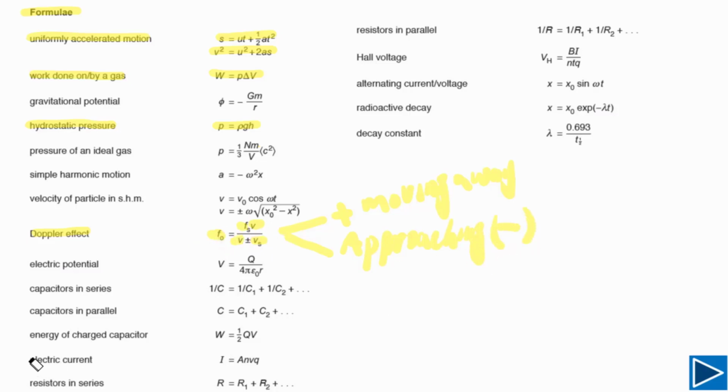Next one is about electric current, and this is a very important one because most of the time in the exam they will ask you how to use this one to calculate different variables.